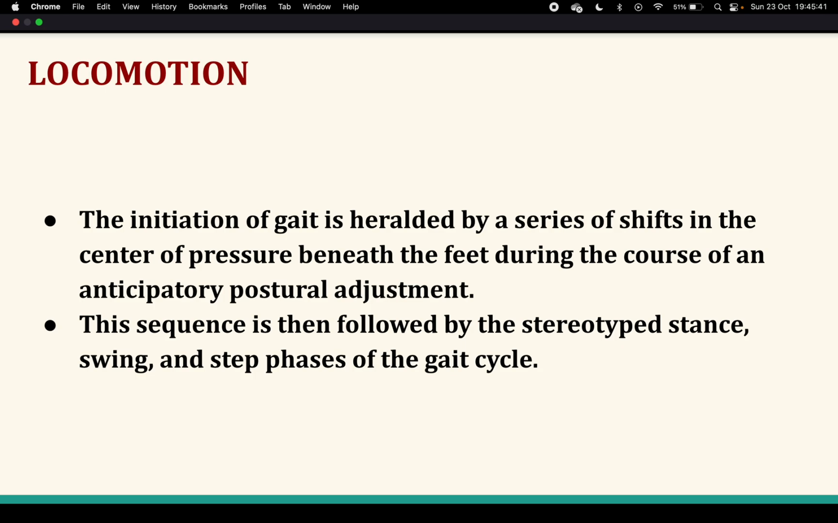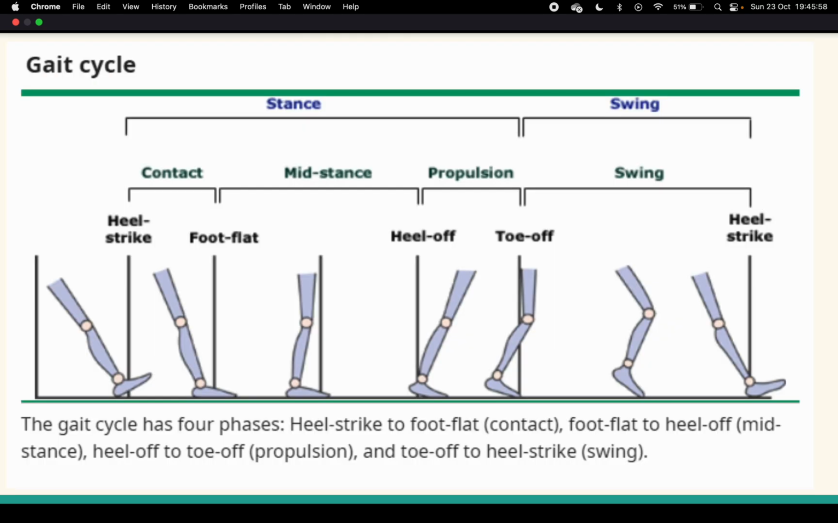Next, coming to the locomotion. The initiation of the gait is heralded by a series of shifts in the center of pressure beneath the feet during the course of an anticipatory postural adjustment. This sequence is then followed by stereotyped stance, swing, and step phases of the gait cycle. So now let us look at this gait cycle.